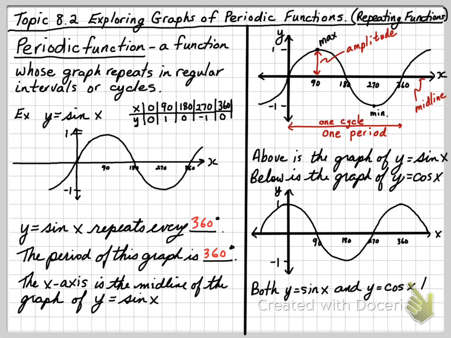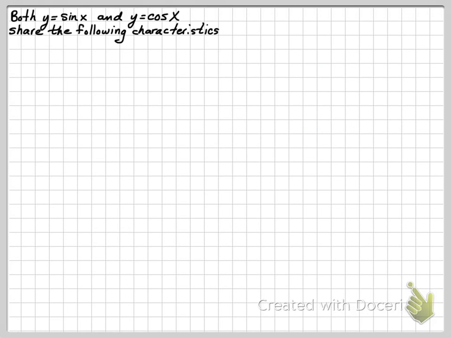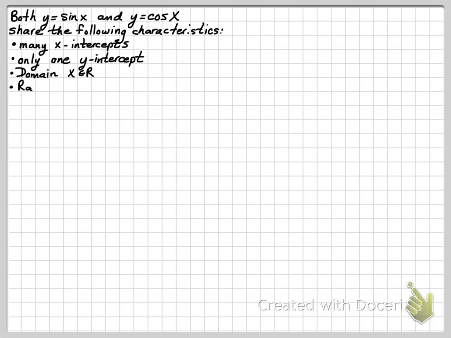Both y equals the sine of x and y equals the cosine of x have the following characteristics. They both have many x-intercepts. They both have only one y-intercept. The domain of both is x is any real number. The range of both y equals the sine of x and y equals the cosine of x is that y is going to oscillate between positive 1 and negative 1.